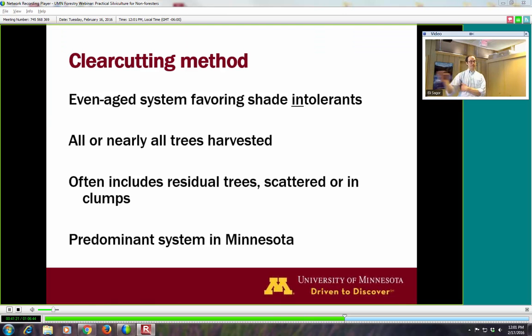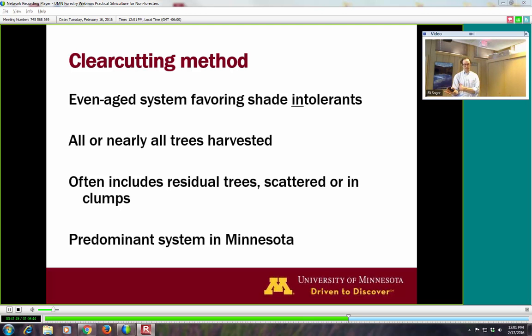So this brings us all the way over to the right-hand end of our spectrum of harvest intensities, the clearcutting method. And this is the one that I think is most commonly misunderstood as simply a harvest method and not a whole silvicultural system. Clearcutting is another even-aged system favoring shade intolerance or light-demanding species. In its simplest form, basically all trees within the harvest area are removed.